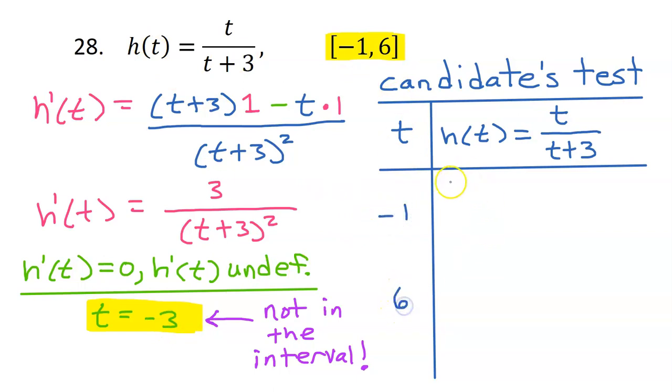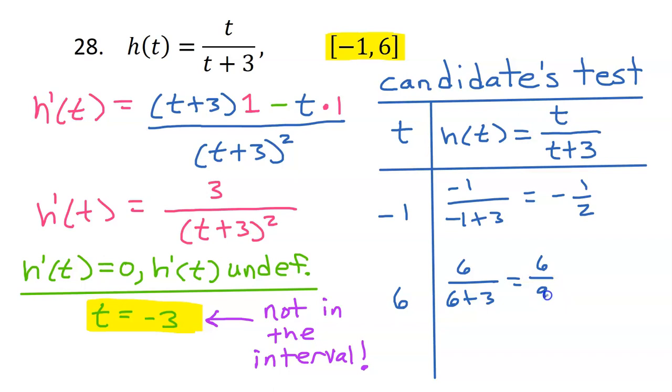That's it. So starting with -1, we would have -1 over -1 plus 3. That's going to be -1 half. So we have -1 half from that. And then now the 6. So we'll have 6 over 6 plus 3, which is 6 over 9, which is 2/3. That means 2/3 is the max and -1 half is the min.